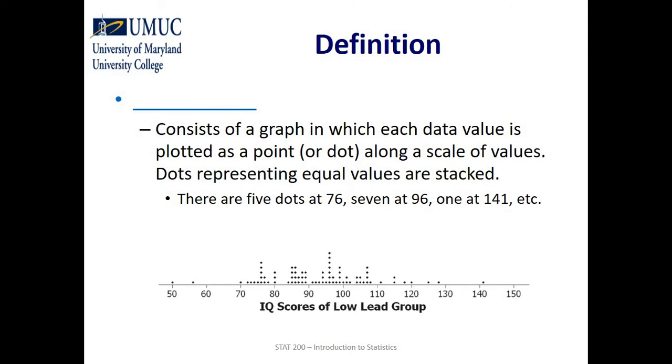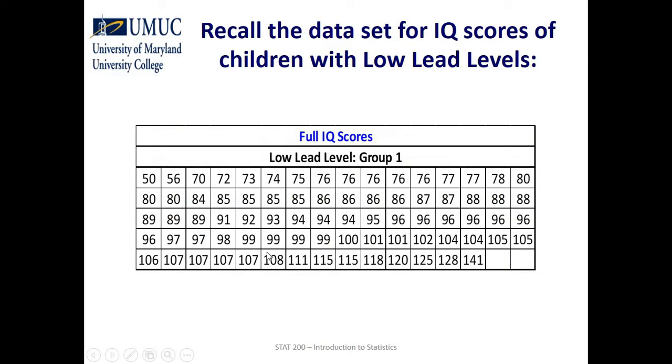The next kind of graph we're going to look at is a graph where each data value is plotted as a point or a dot along the scale of values. Dots representing equal values are stacked. Let's take a step back and remember what our data set looked like from last time. So here's our data set.